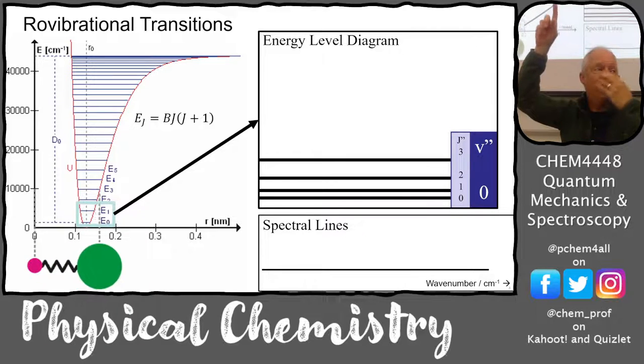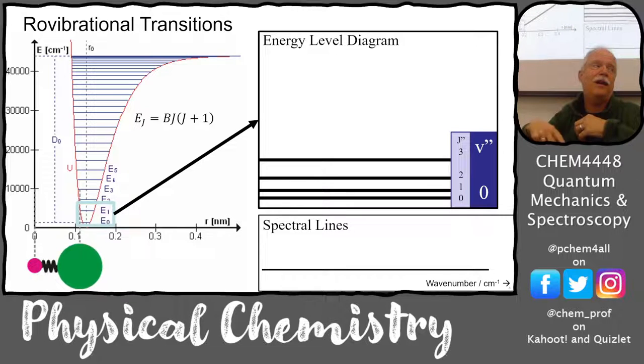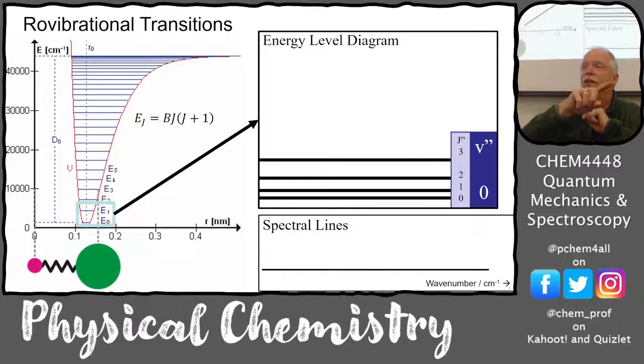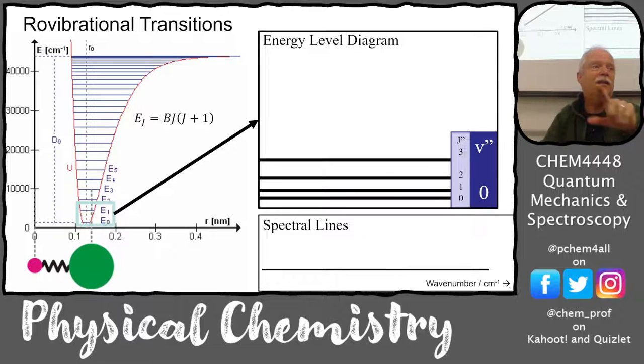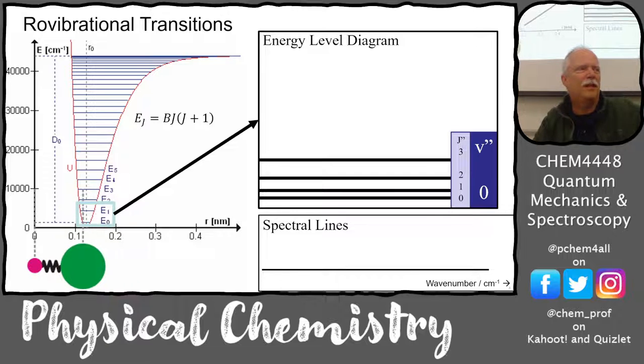And so a molecule can get all the way back down to the ground state without emitting light by jumping from one vibrational level to another vibrational level at a higher rotation and then bouncing down. Now, technically it's emitting light, but it's emitting light in the microwave region and the far infrared. So it's just giving off heat.